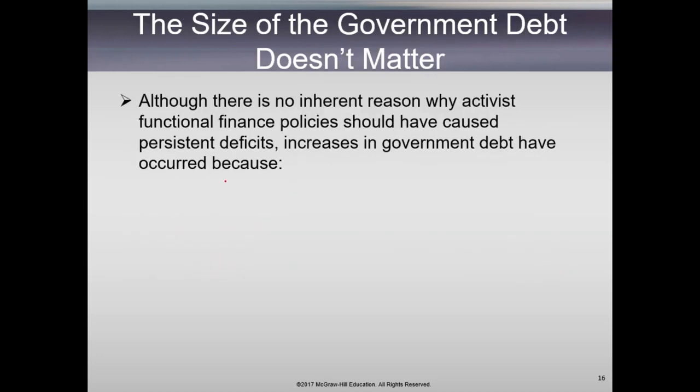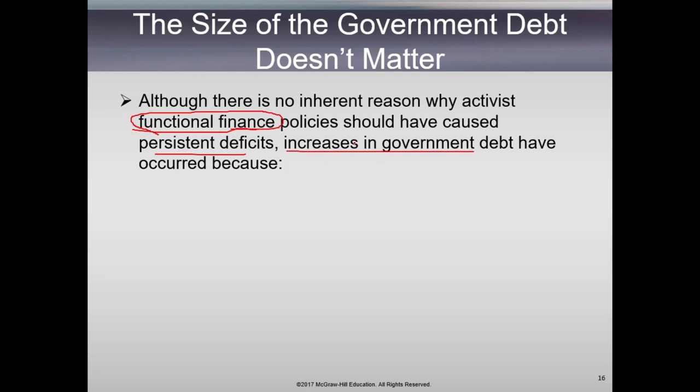Okay, the size of government debt doesn't matter. Again, although there's no inherent reason why activist functional finance should cause persistent deficits. Like I said, the functional finance point of view isn't that the government should always run deficits. In fact, it fully recognizes that deficits eventually need to be offset by surpluses. Okay, but the way that economists think about these things isn't always implemented in a way that makes sense by politicians. Politicians only listen to economists when they find those economic arguments appealing, and then they tend to ignore the rest.